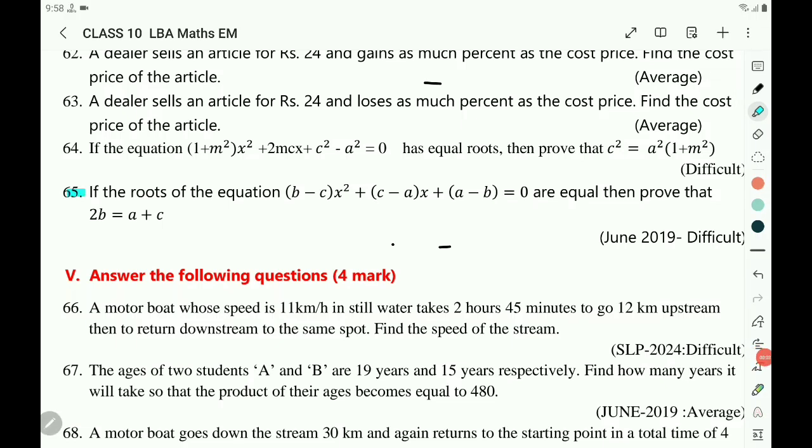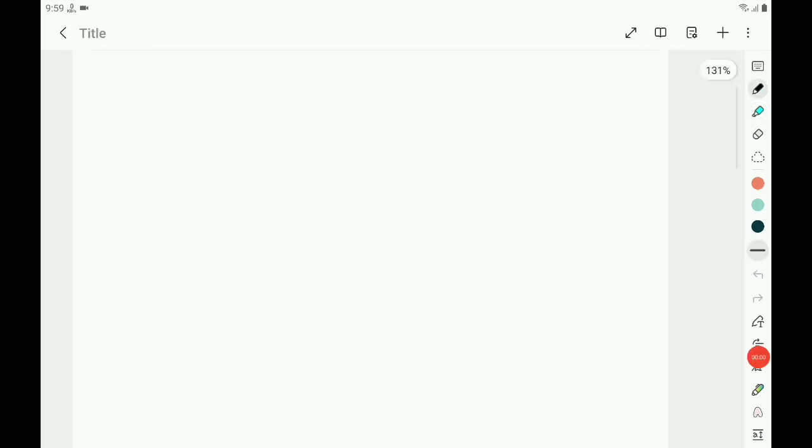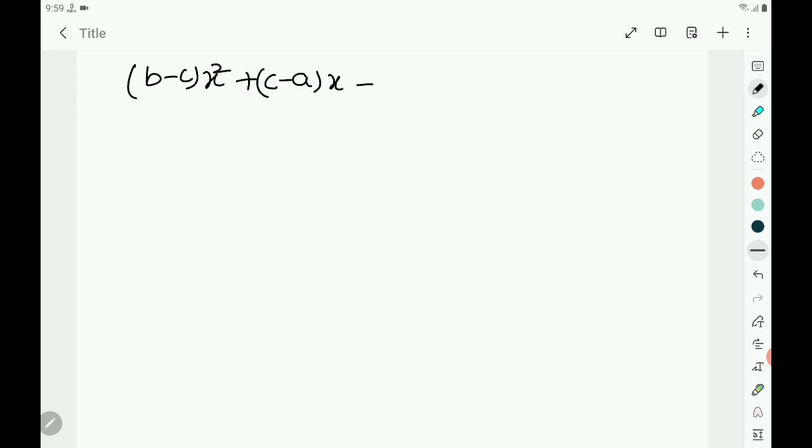Question number 65. If the roots of the equation (b minus c) x square plus (c minus a) x plus (a minus b) equals 0 are equal, then prove that 2b equals a plus c. Then you write question number 65. What is the given quadratic equation? (b minus c) x square plus (c minus a) x plus (a minus b) equals 0.